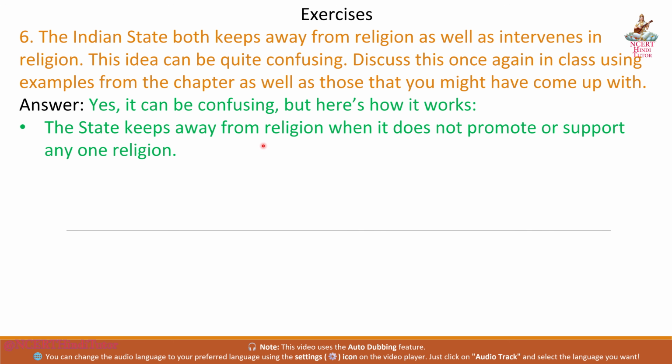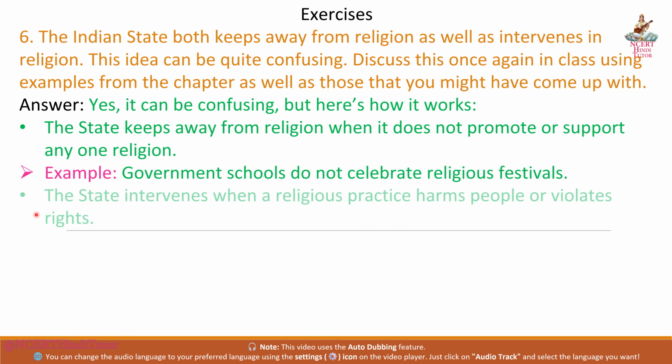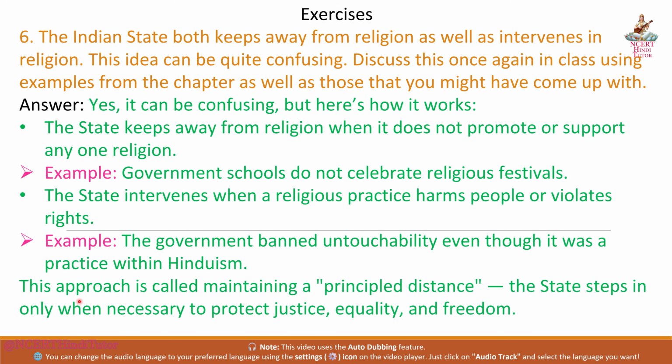The state keeps away from religion when it does not promote or support any one religion. Example: government schools do not celebrate religious festivals. Next, the state intervenes when a religious practice harms people or violates rights. Example: the government banned untouchability even though it was a practice within Hinduism. This approach is called maintaining a principled distance. The state steps in only when necessary to protect justice, equality, and freedom.